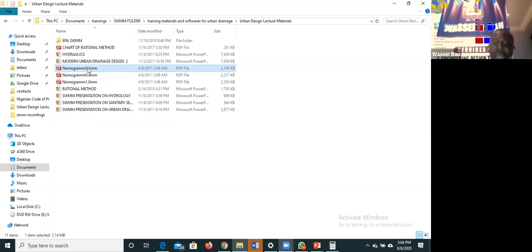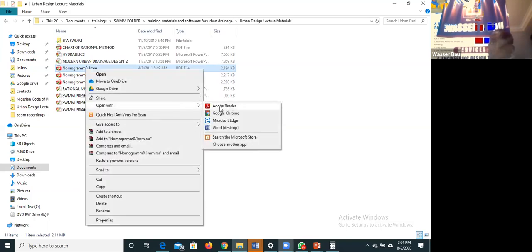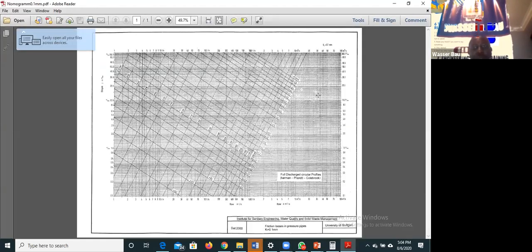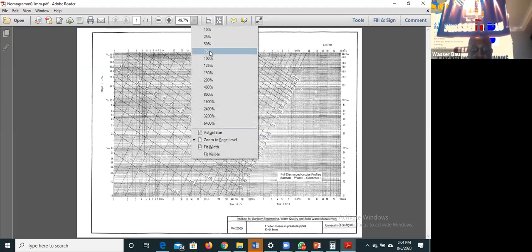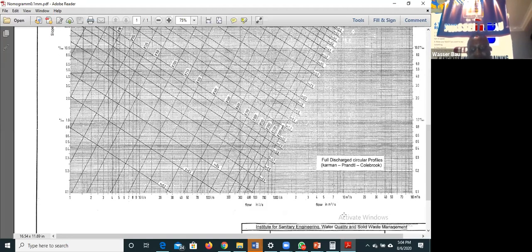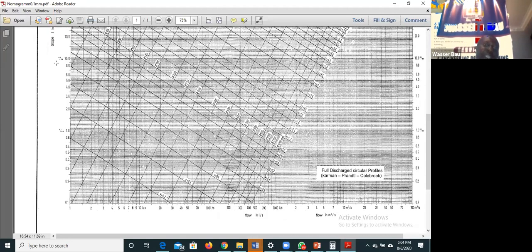So now I'm going to open this chart. I think I've sent the chart. If I've not sent it, it's already in the cloud. If you open this chart now, this is what the chart looks like. Ideally, you should print this chart on A3 or A2, not even A4. On this chart, let me increase it to 75%. On the horizontal, it is flow, discharge. On the vertical, it is the slope, in per 1,000. And on the diagonal are the pipe sizes. You can see the pipe sizes.